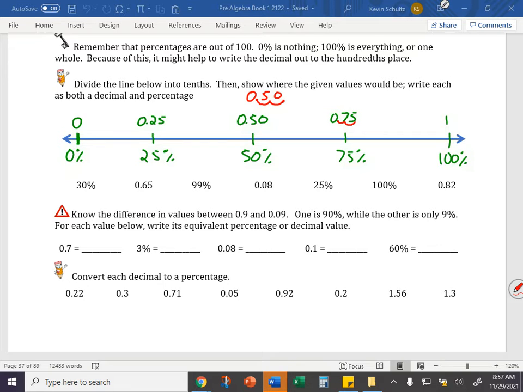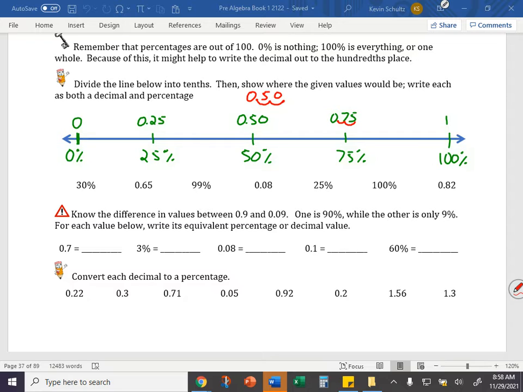Okay, 50%. Why twice? Let's talk about that for a second. Wait, I still have one question. Yeah. So 0.5 would be 50, but then 0.05 would be 5. That is correct. Yep.